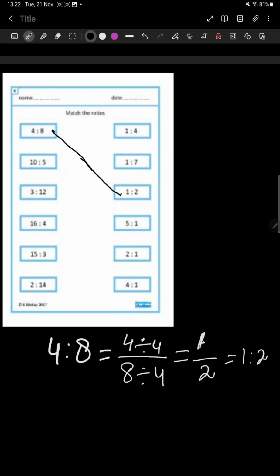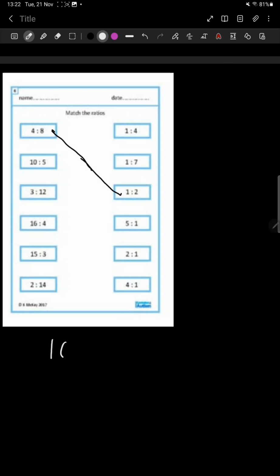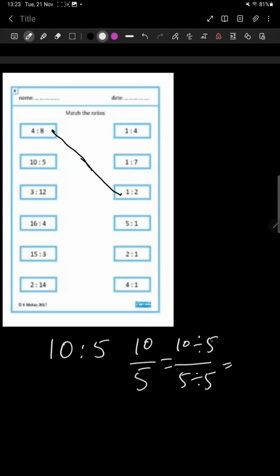Now the next one, the ratio given over here is 10 to 5. The number over here is 10:5. So we will write it in the fraction form, 10:5. So 10 and 5 are coming in the same table, that is 5. So 10 divided by 5 and 5 divided by 5. So what will be the answer? 10 divided by 5 will give you 2. 5 divided by 5 will give you 1. So the final answer is 2:1. 2 divided by 1, 2 by 1, or 2:1. In this way we can read it.